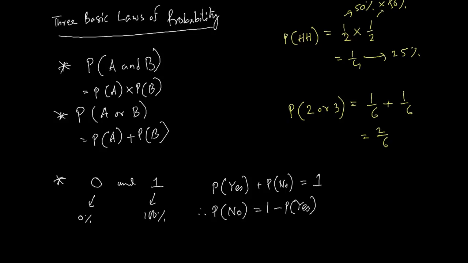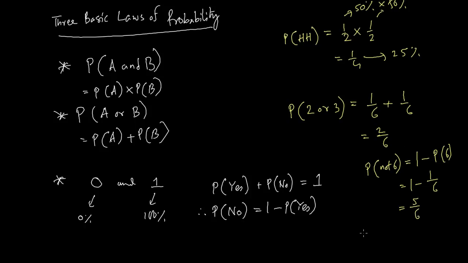If we do an example, it would be like this. What is the probability that it would not be a 6 when we throw a die? So it should be 1 minus the probability of getting a 6. So 1 minus the probability of getting a 6, which is 1/6. So the probability of not getting a 6 is 5 by 6.